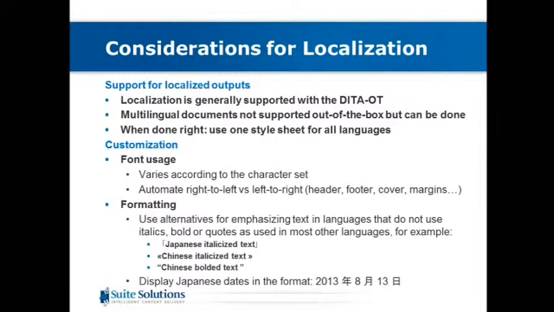For formatting, use alternatives for emphasizing text in languages that don't use italics, bold, or quotes. For example, Japanese does not use italicized text, so they often use brackets. For some Chinese, they don't use italicized text, so they use double carets, or for bolded text, they might put them in quotes. And there are different things like displaying the dates in a particular format, like the example shown here.